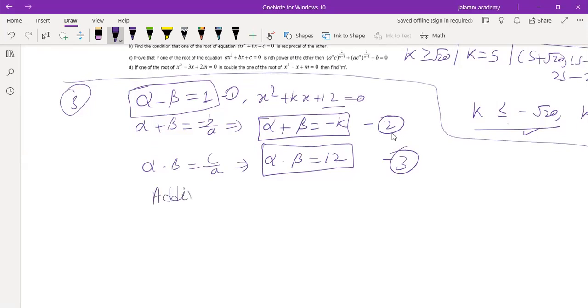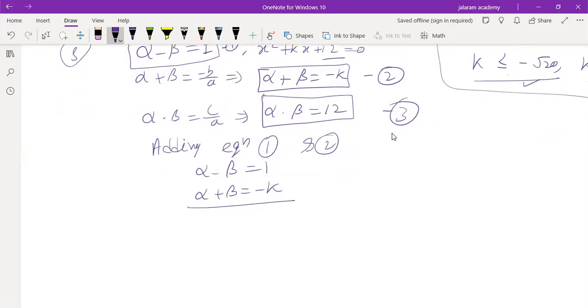Yes. Adding equation 1 and 2. Alpha minus beta equals 1. Alpha plus beta equals minus k. Beta and beta cancelled out, alpha plus alpha, 2 alpha equals 1 minus k. It implies alpha equals (1 minus k) upon 2. Is that clear to you?